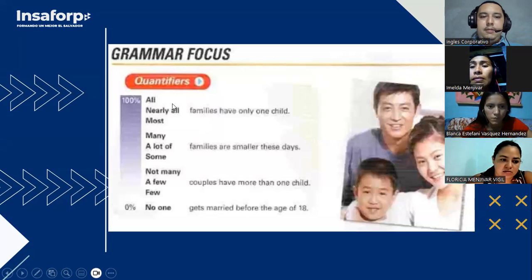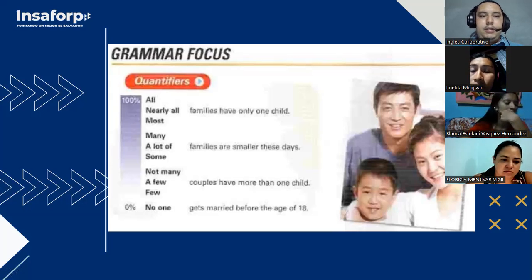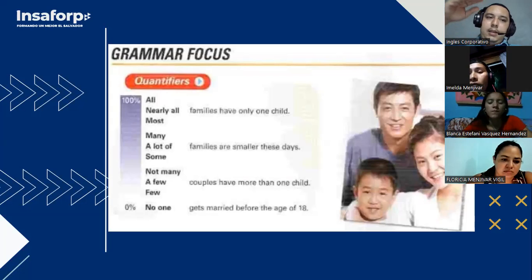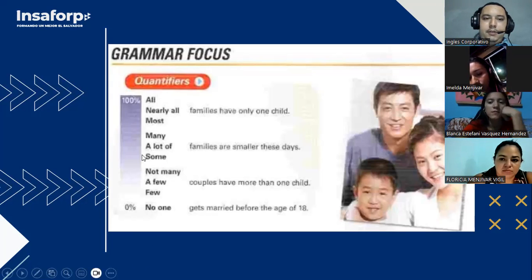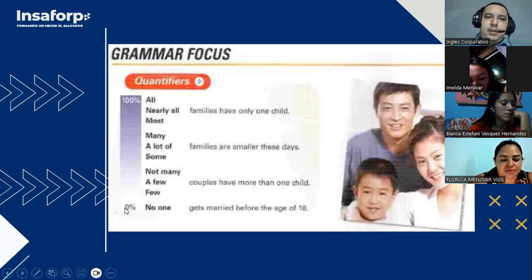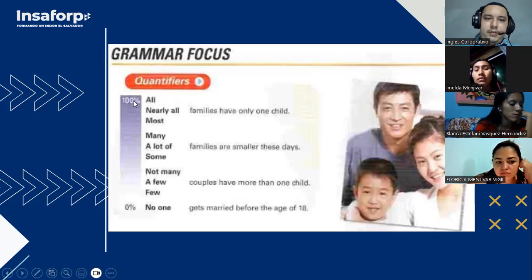Quantifiers. Here we have a little demonstration about how they are distributed, starting from 0%. In this case, 0% means that it is not used at all, and the last one is 100%. What does it mean? The one on the side of the 100% is the one that is always used, the whole time. That's why it's on the top. If you see here, we can also identify it as a little graphic, starting from 0% and ending in 100%.